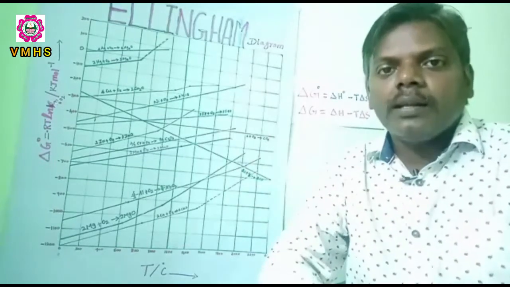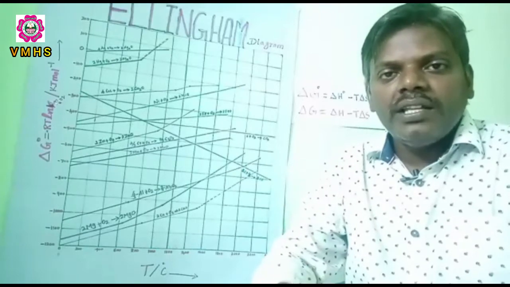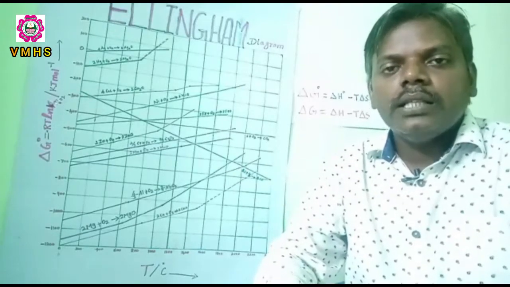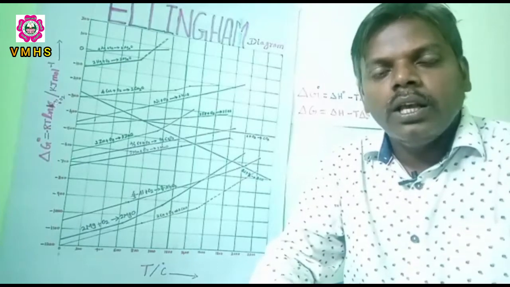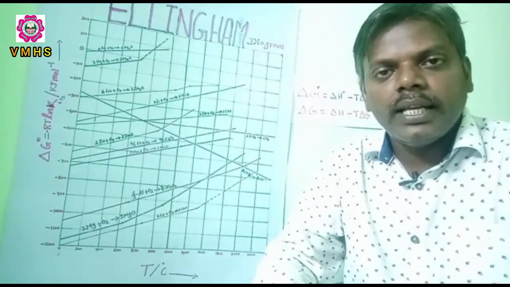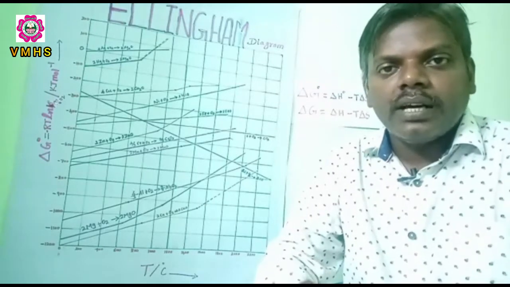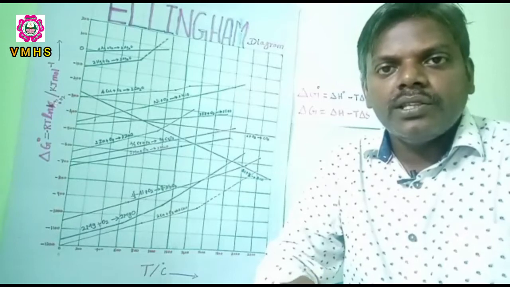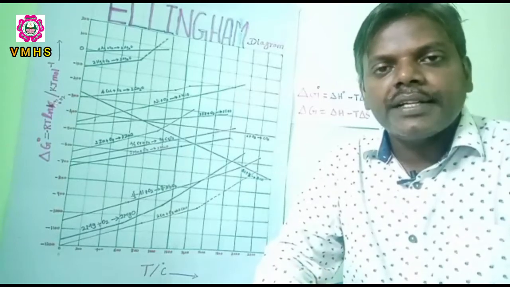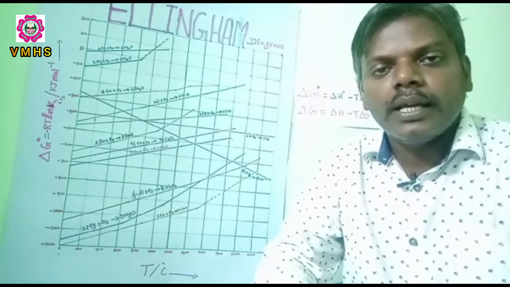The graphical representation of variation of standard Gibbs free energy for the formation of various metal oxide reactions with the temperature is called the Ellingham diagram. What is the Ellingham diagram? The graphical representation of variation of standard Gibbs free energy for the formation of various metal oxide reactions with the temperature is called the Ellingham diagram.